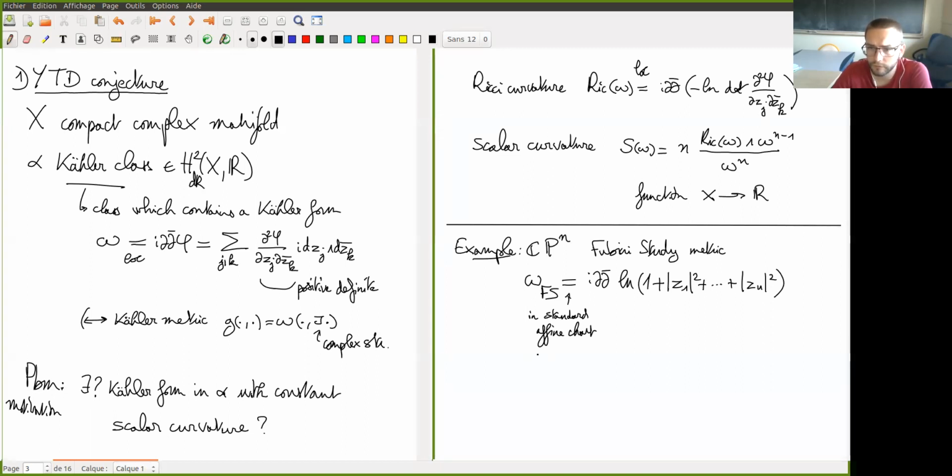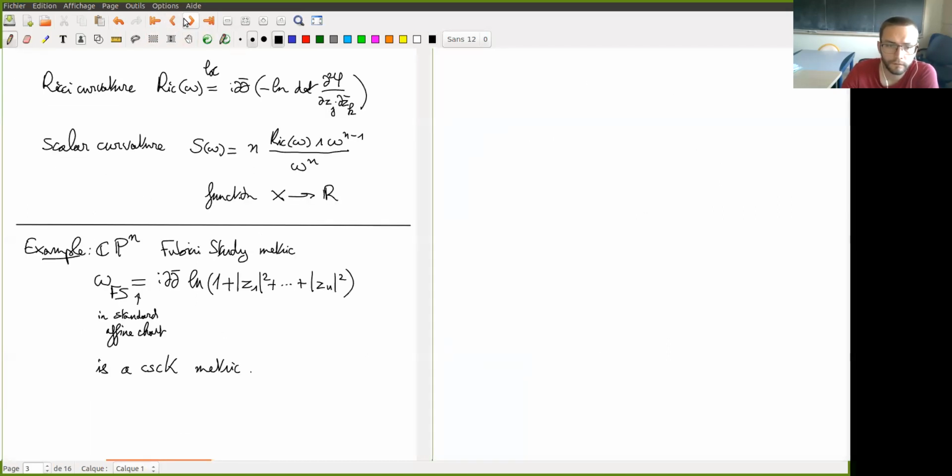This metric turns out to be cscK, and even better, it's Kähler-Einstein. And then in general, if you have X, which is a compact complex manifold, defined by embedding it into P^n, then you can take as Kähler class the one defined by the restriction of the Fubini-Study metric to X. This is an example of a Kähler class.